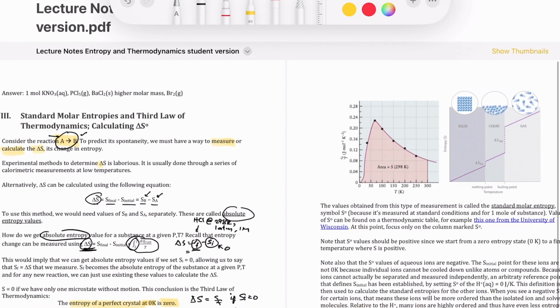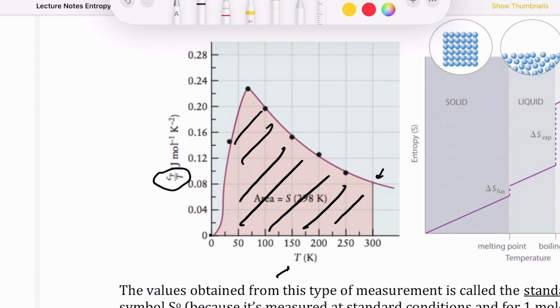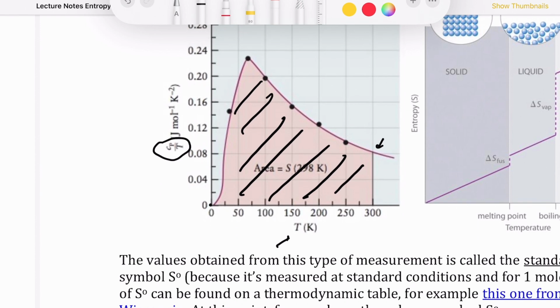So I'll just show you an example of that calculation. It actually looks like the plot on the left here. So here we're just calculating Cp over T as a function of temperature. And so let's say we're taking it all the way from 0 Kelvin to 298 Kelvin, or in this case to 300 Kelvin. So all that area under the curve here will correspond to the entropy value for that particular substance from 0 Kelvin all the way to 300 Kelvin. So now we have an actual entropy for that substance.